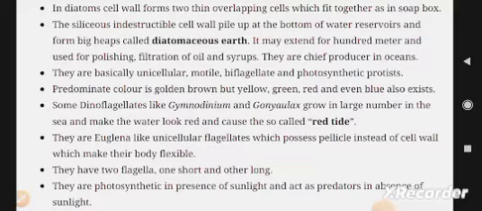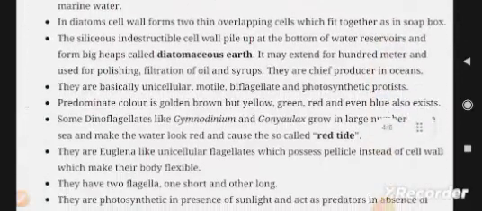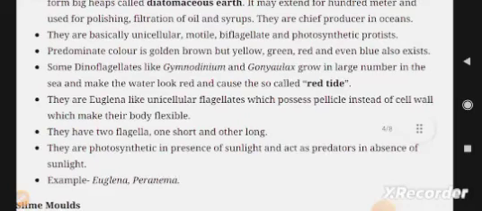It may extend for 100 meters and is used for polishing and filtration of oil and sugar. They are the chief producers in the ocean. Dinoflagellates are basically unicellular, motile, biflagellate, and photosynthetic species. Predominant color is golden brown, but yellow, green, red, and even blue are present.